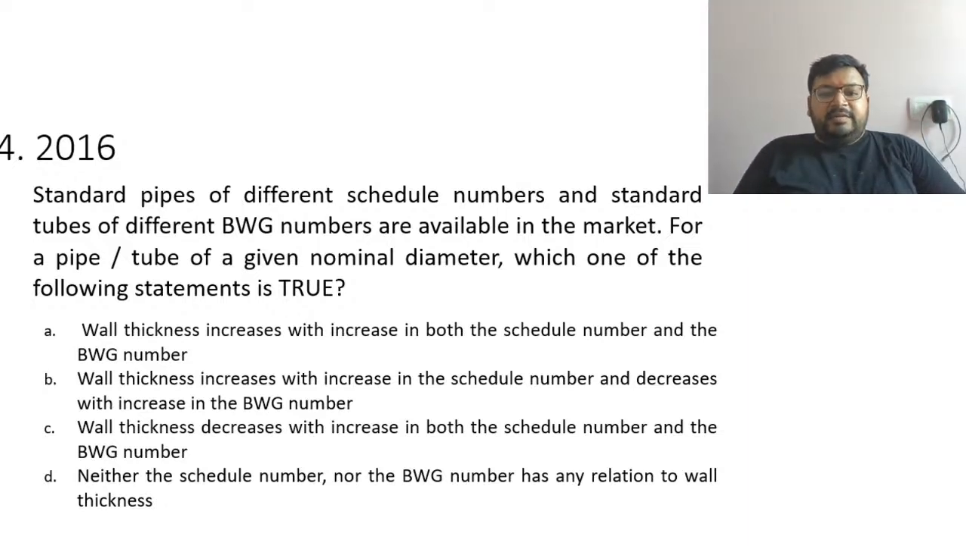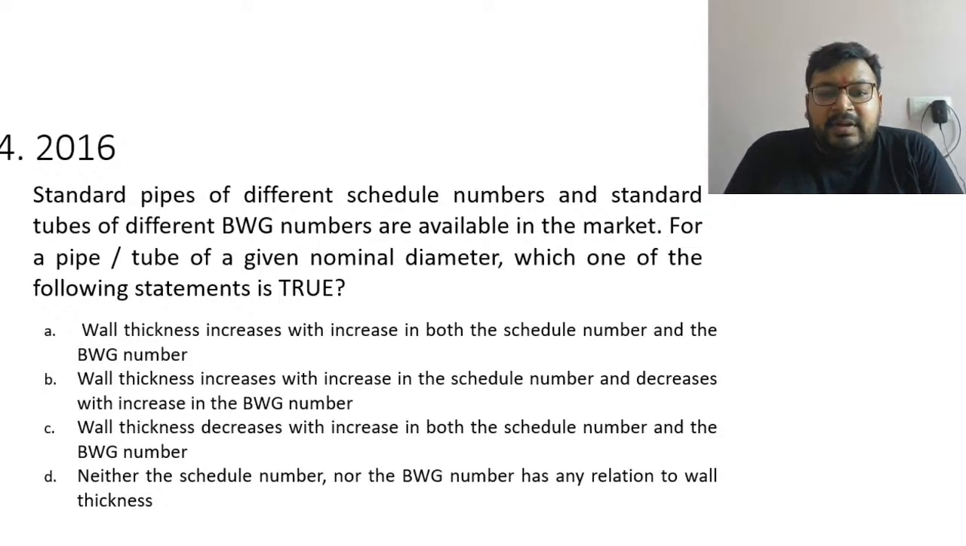Okay guys, so I hope you have got the answer. Standard pipes of different schedule numbers and standard tubes of different BWG numbers are available in the market. For a pipe or tube of a given nominal diameter, which one of the following statements is true?